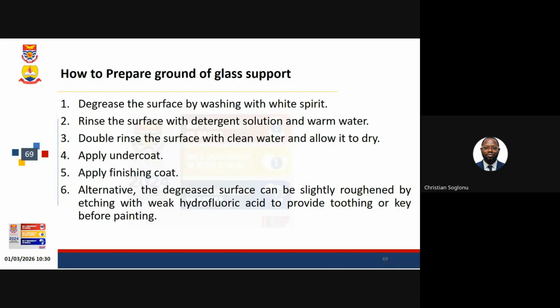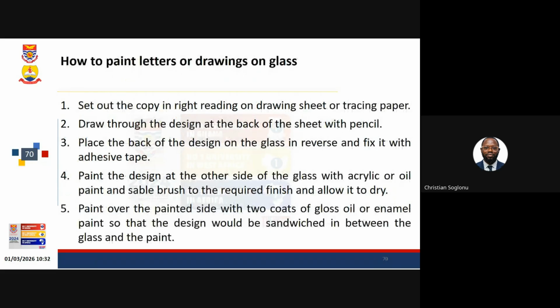As an alternative, the degreased surface can be slightly roughened by etching with weak hydrofluoric acid to provide toothing and key before painting. How to paint letters and drawings.